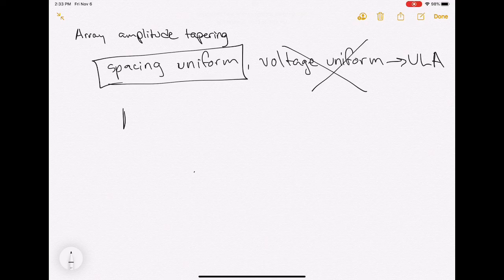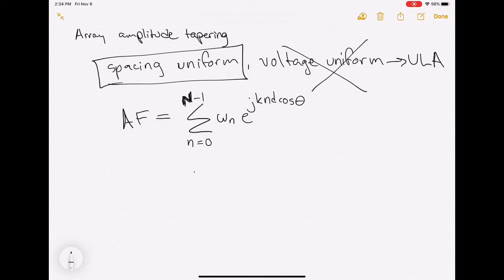In that case, the array factor can be written in a slightly more general way. We'll write it as the sum from 0 to N minus 1, where big N here is the number of elements that we have total, of w sub n, which is the amplitude weight of each element, times the position-related phase factor, e to the j k d cosine theta.